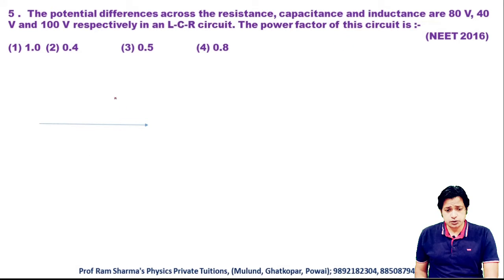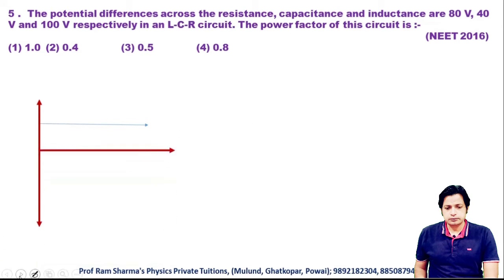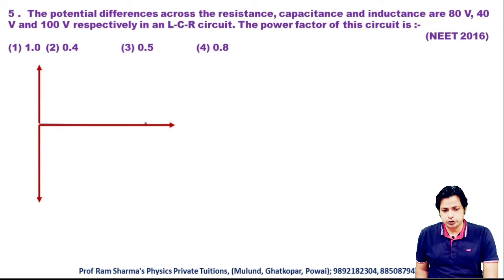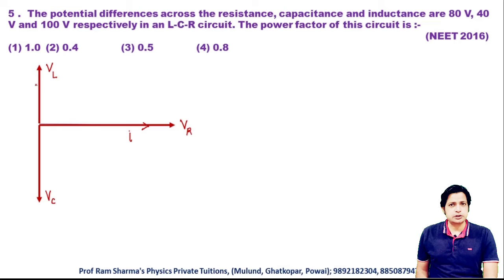The horizontal line which I have drawn is nothing but the current, and we know that the voltage across the capacitor lags the current by pi by 2, and the voltage across the inductor leads the current by pi by 2. So when I draw the phasor diagram, this is how it would look. This is I. The voltage across the resistor will be in the same phase with the current. The voltage across the capacitor will lag by 90 degrees with respect to the current, and the voltage across the inductor will lead by 90 degrees.